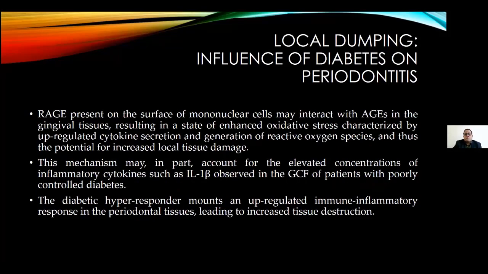Now, the RAGE present on the surface of mononuclear cells may interact with the AGEs, especially in the gingival tissues, resulting in a state of enhanced oxidative stress. This results in upregulated cytokine secretion and the generation of ROS, bringing about increased local tissue damage. So this can, to a certain extent, account for the elevated concentrations of inflammatory cytokines such as interleukin-1 beta in the GCF, which I had just mentioned slightly earlier. Under these circumstances, we have what we refer to as the diabetic hyperresponder, which has appeared in the literature, wherein the diabetic hyperresponder mounts an upregulated immune inflammatory response in the periodontal tissue, leading to increased tissue destruction.